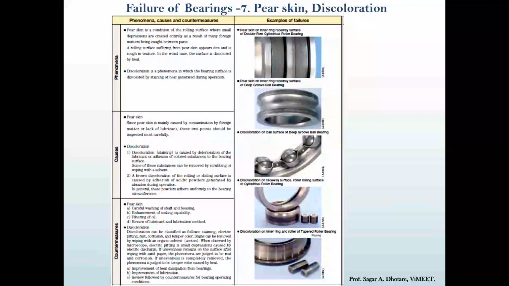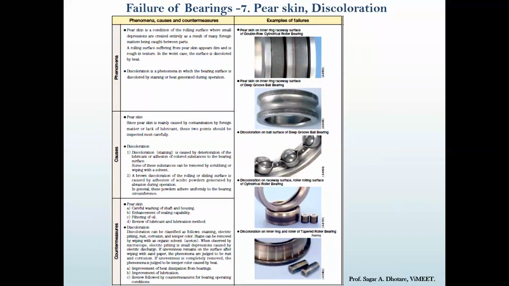The next one, the seventh one, is the peeling and discoloration. So peeling is the condition of the rolling surface where small depressions are created entirely as a result of many foreign matters being caught in between the parts. You can look at the pictures where it is properly shown.